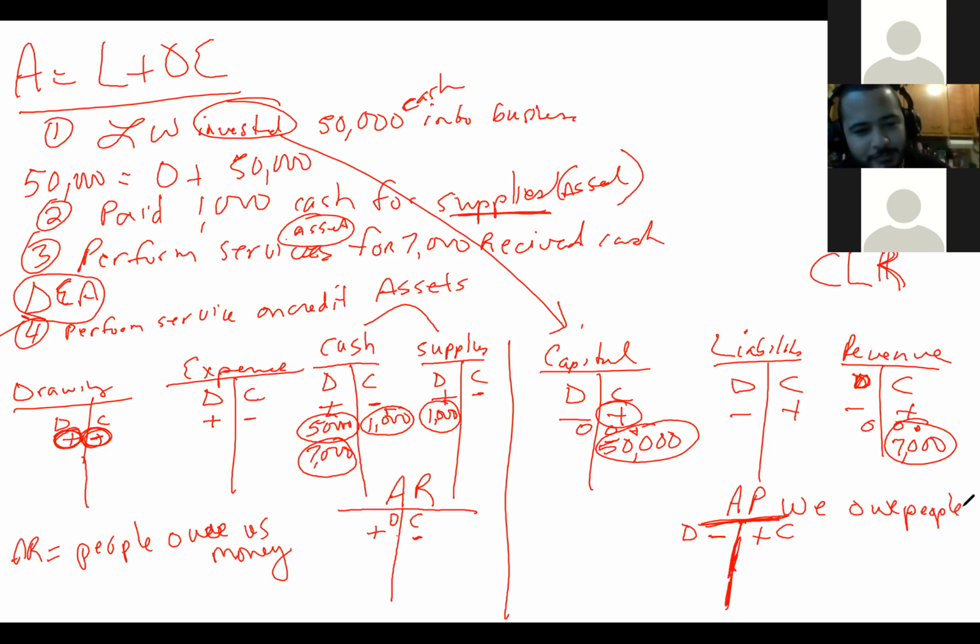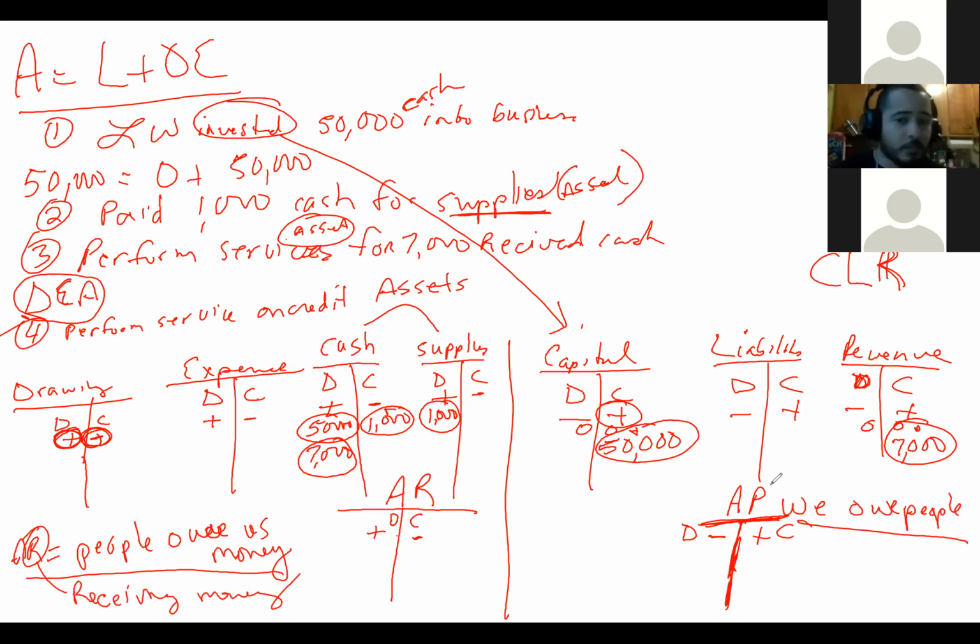Okay. This is the concept that you need to memorize. I always memorize that R as receiving money. And I memorize this P as we pay money. Okay.